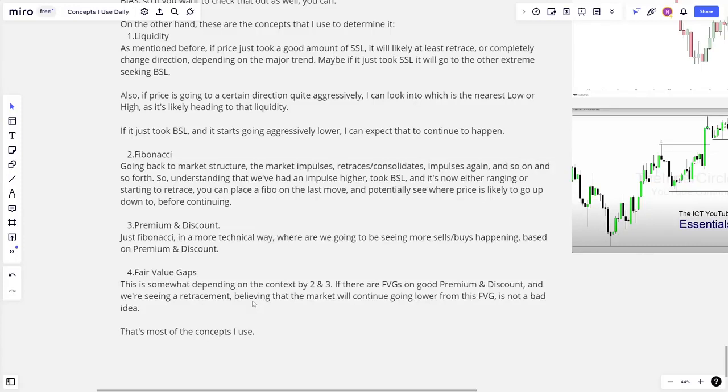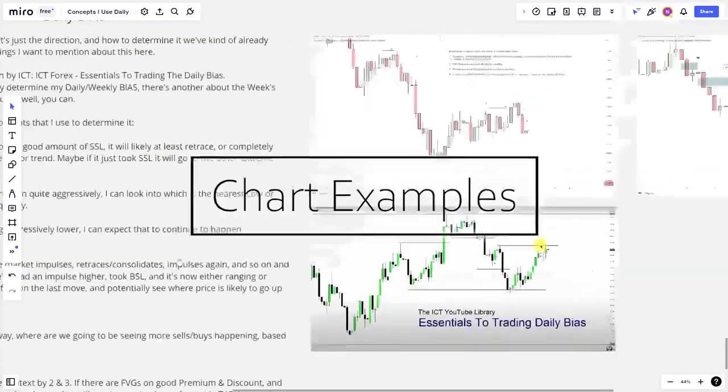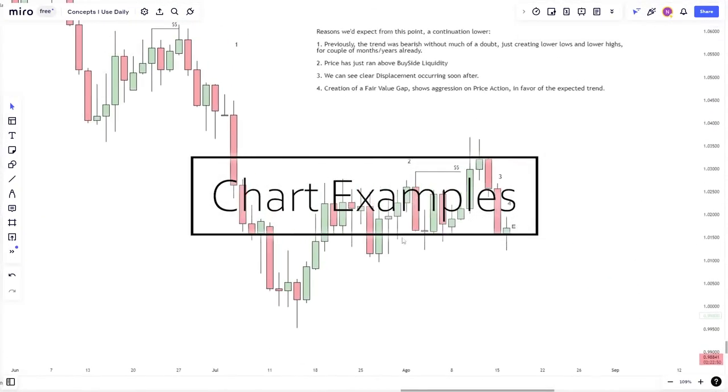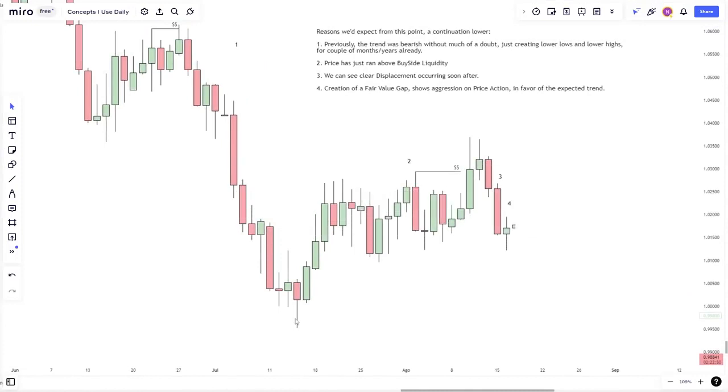Because if we are seeing that price has caused, now we'll go into examples. Here, price has caused an impulse. It retraces, mitigates the 50%.